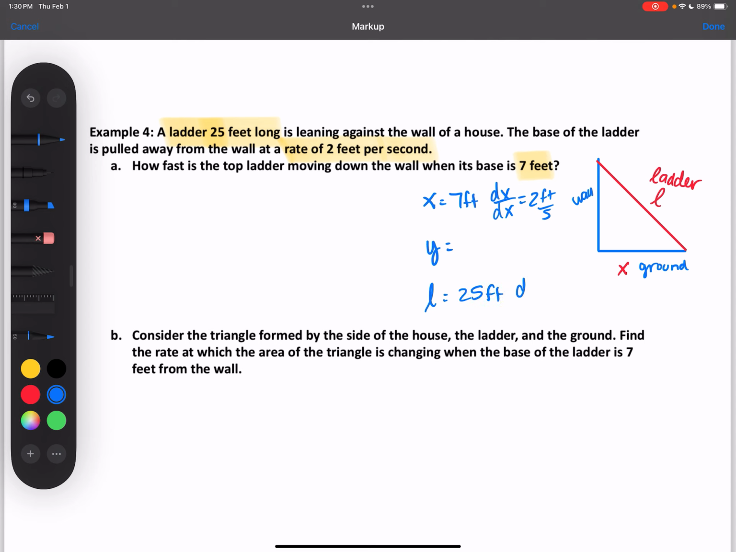So why did I, hold on. I wrote dx up here. It's dx/dt, just FYI. I wrote dx/dt on that paper. Good for you. I said dx/dt and wrote dx/dx. And then dy/dt.